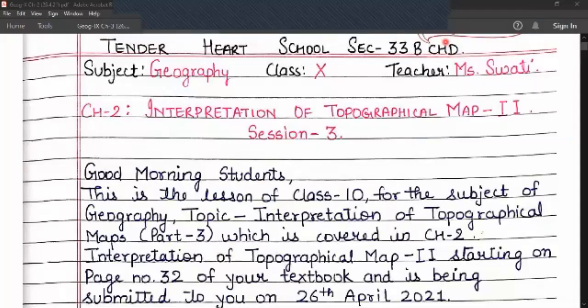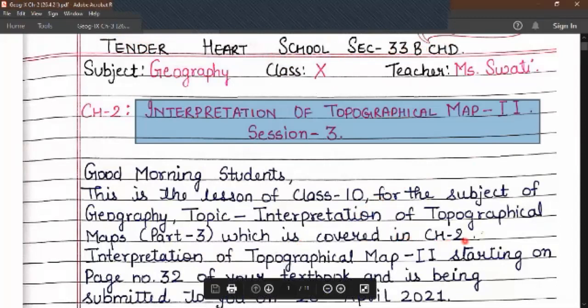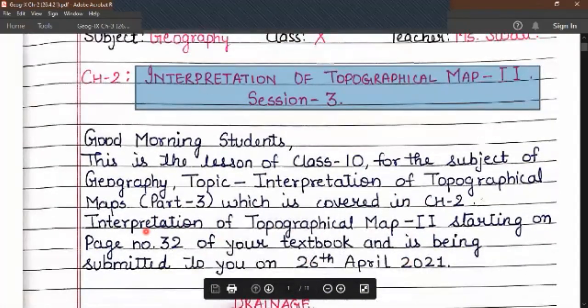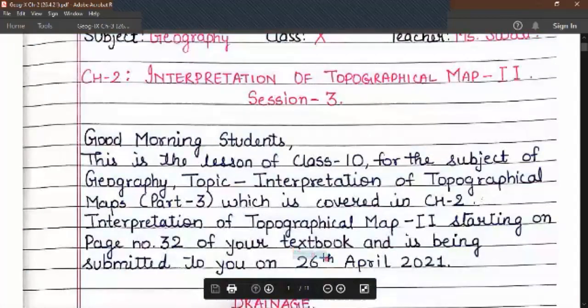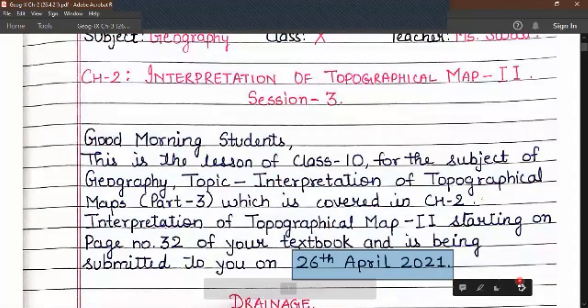Good morning, students. This is the lesson of class 10 for the subject of geography, topic: interpretation of topographical map, part 3 or session 3, which is covered in chapter 2, interpretation of topographical maps, part 2, starting on page number 32 of your textbook and is being submitted to you on 26th of April 2021.